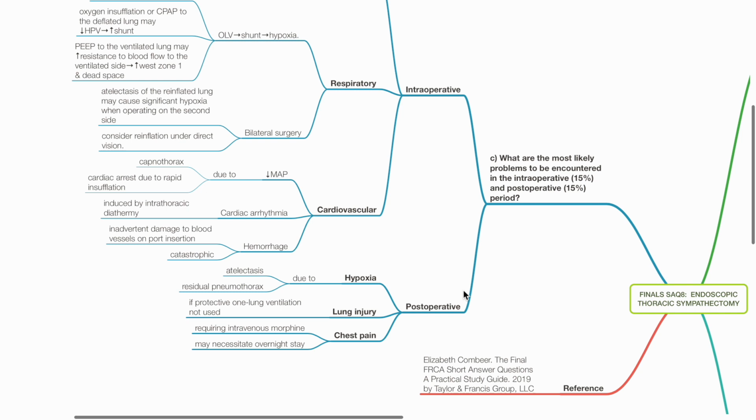Postoperative problems include hypoxia due to atelectasis or residual pneumothorax, lung injury if protective one lung ventilation is not used, and chest pain requiring opioids or other analgesia, and this may necessitate overnight stay.